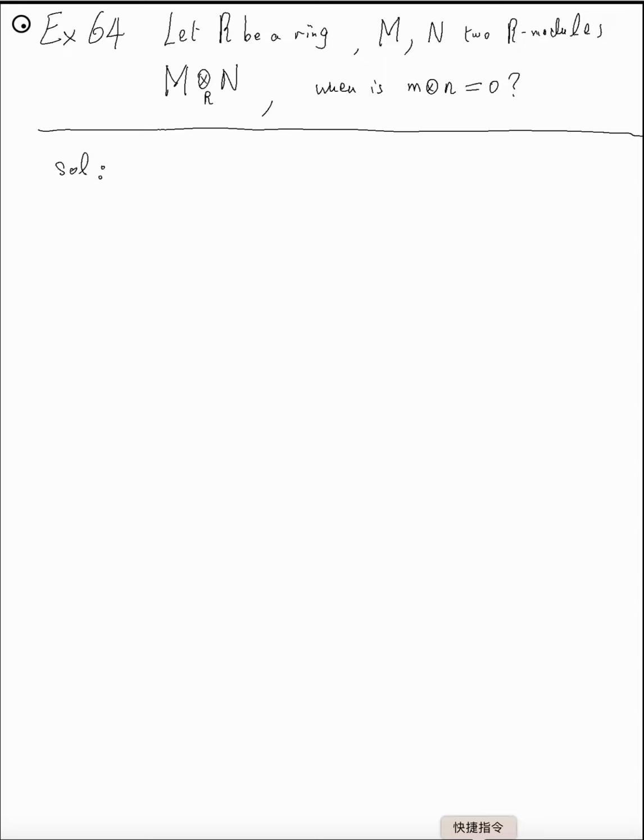Solution. M tensor N equals 0 if and only if, of course we're using the universal property, any bilinear map out of M tensor N, which means any bilinear map from M product N to whatever R module, vanishes on this set, capital M comma N. Okay, so this is the claim.